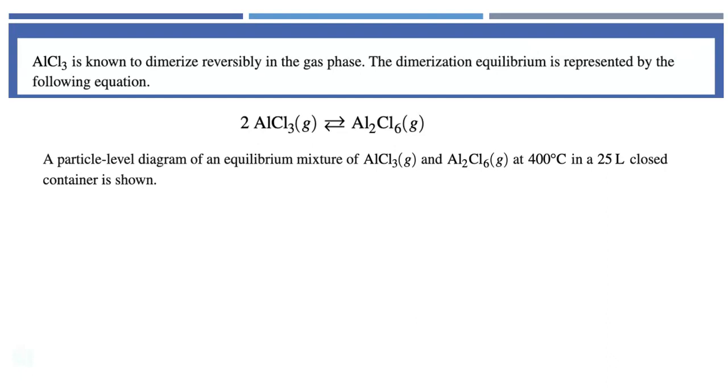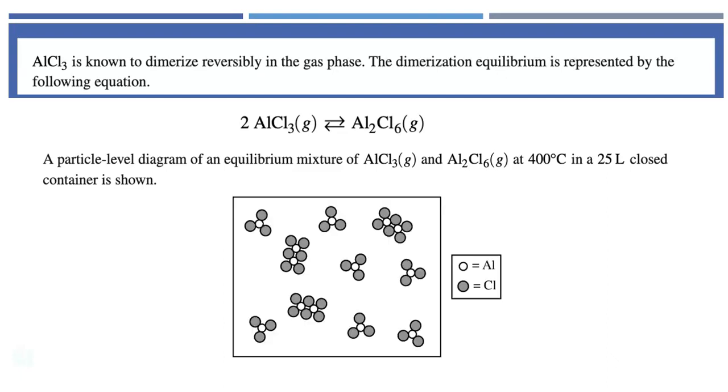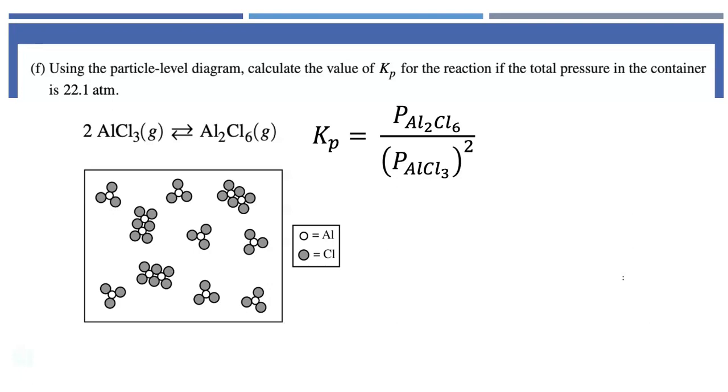A particle level diagram of an equilibrium mixture of AlCl3 and Al2Cl6 at 400 degrees Celsius in a 25-liter closed container is shown. So we can see there's a whole bunch of particles here. Altogether, it's 10 molecules. Using the particle level diagram, calculate the value of Kp for the reaction. The total pressure in the container is 22.1 atmospheres. We know what the Kp expression is. We just wrote that in part E. We need to know the partial pressures of the AlCl3. We need the partial pressures of the Al2Cl6.